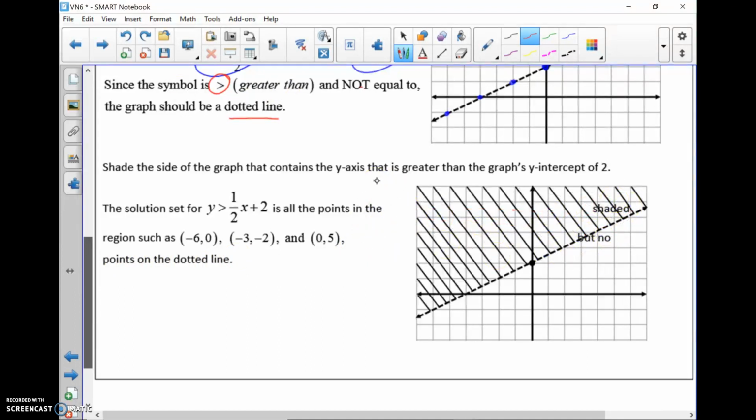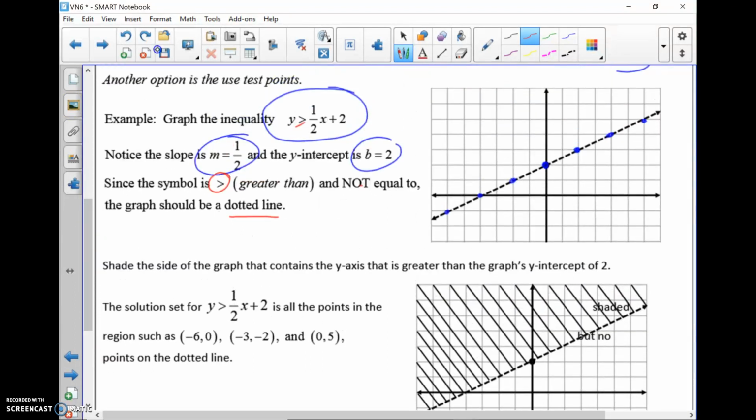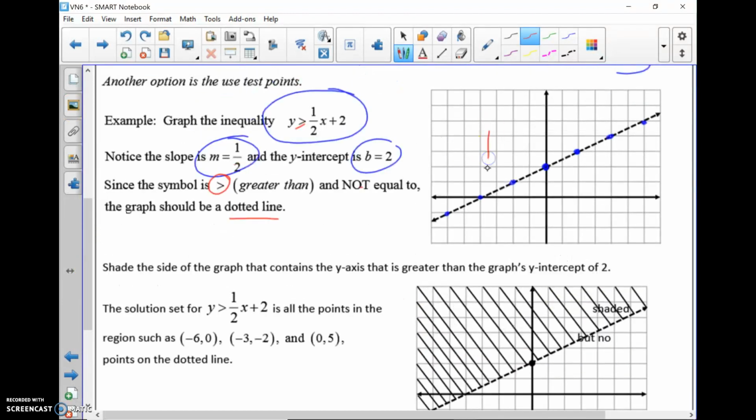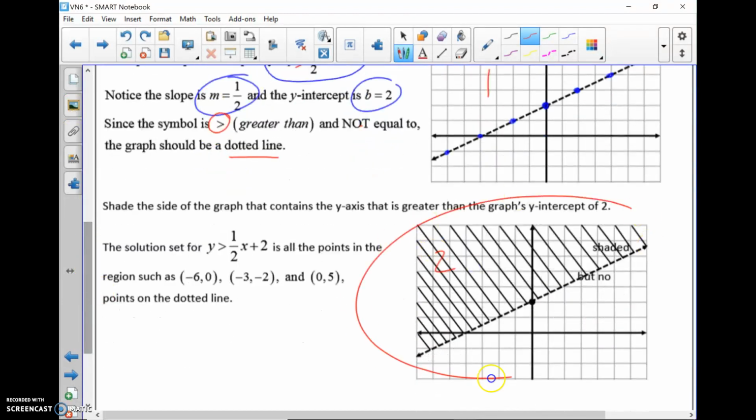But anyways, if this was the only change, if this was greater than or equal to, the only difference is this would be a solid line. If it were less than, we'd be shading to this side instead. So these are two steps here. Step 1 got us to the dotted line. Step 2 is the shading. This is your final answer. This is what an inequality graph looks like.